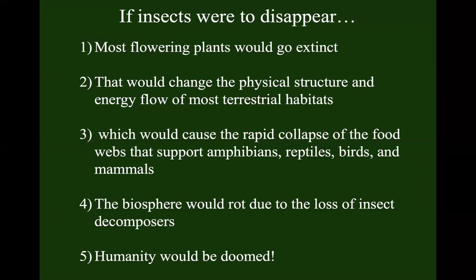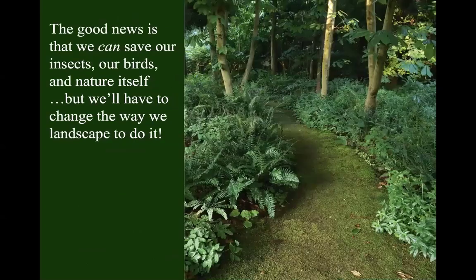And if most of the flowering plants disappeared, that would so drastically change energy flow through our terrestrial habitats that the food webs that support our animals, the amphibians, the reptiles, the birds, the mammals, those food webs would collapse and all those animals would disappear. The biosphere, the living portion of the earth, would rot because we would have lost insect decomposers that rapidly turn over nutrients, and all we'd have is bacteria and fungi. And of course, humans would not survive any of those drastic changes. The good news is that doesn't have to happen.